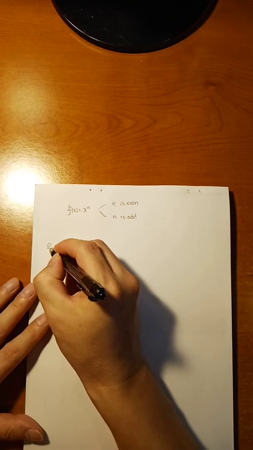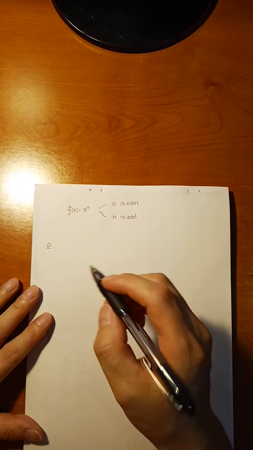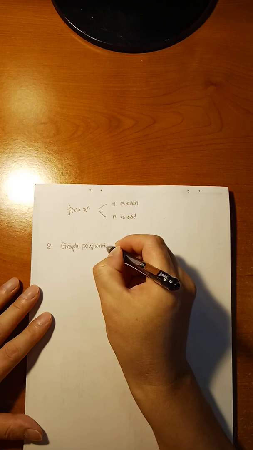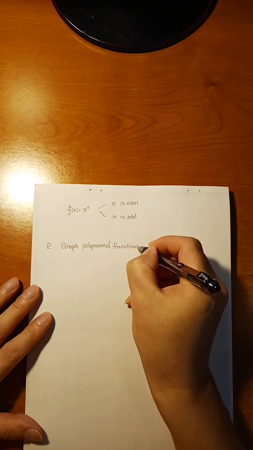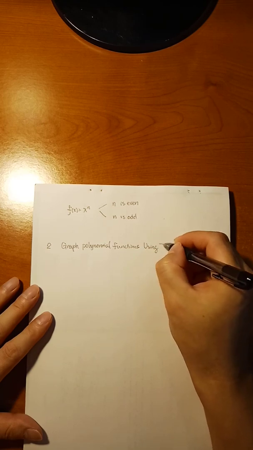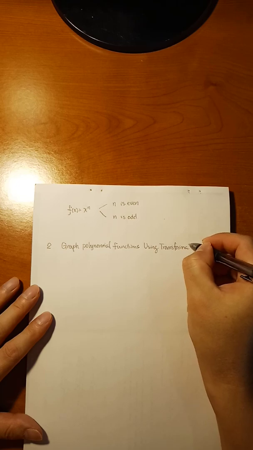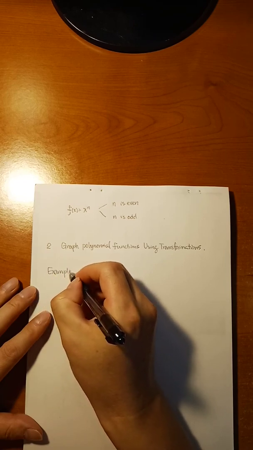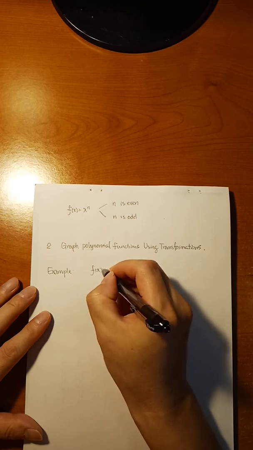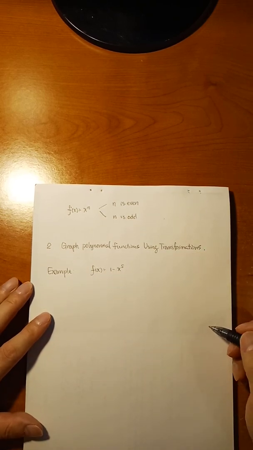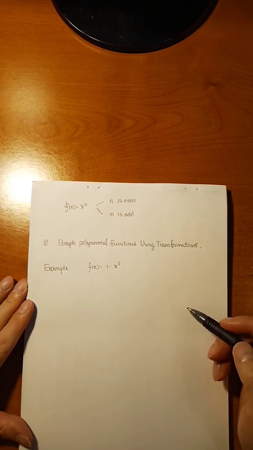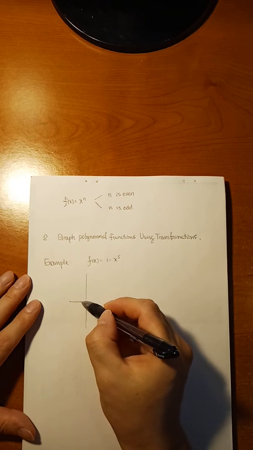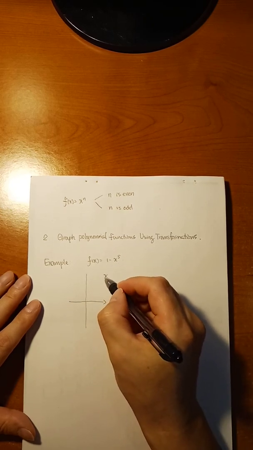Second, let's graph certain simple polynomial functions using transformation. For example, if we want to graph f(x) = 1 - x^5, how do we graph this? Okay, we are going to do it in 3 steps. Step 1, we are going to graph x^5.